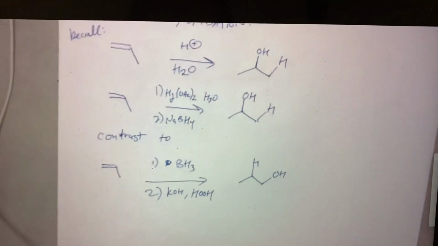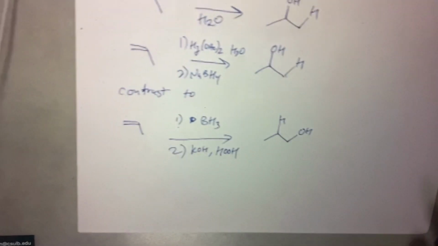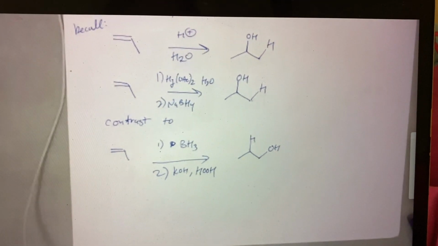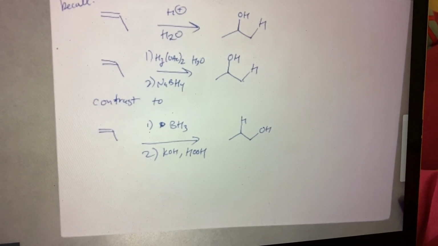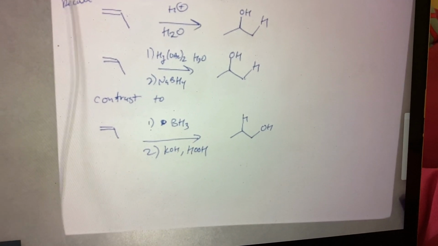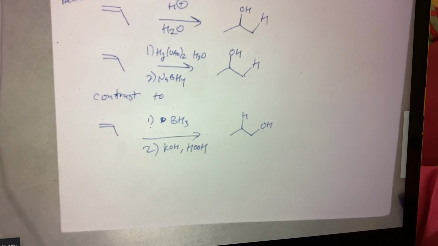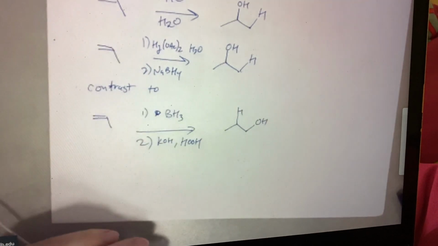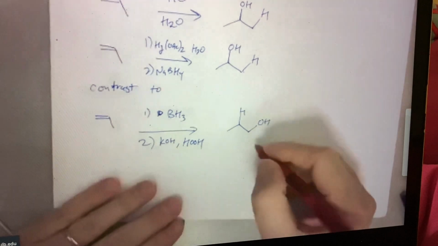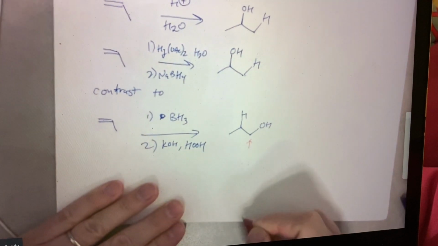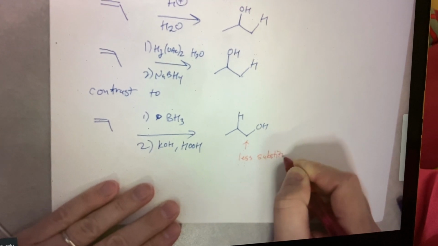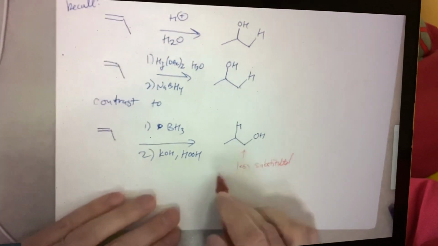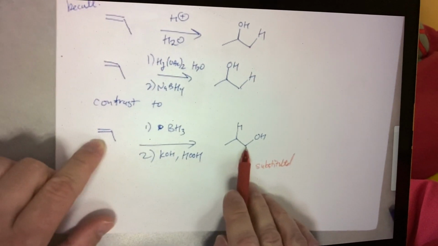the OH will go on the less substituted position. This is an example of anti-Markovnikov regiochemistry. That word I'll never utter on an exam, but for those of you using it in your dialogue or wanting to know, this is an example of an anti-Markovnikov product. Notice that the alcohol is inserted on the less substituted side. It's inserted on the less substituted carbon.